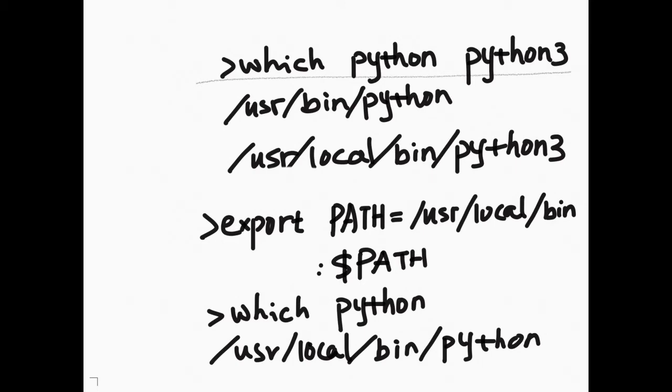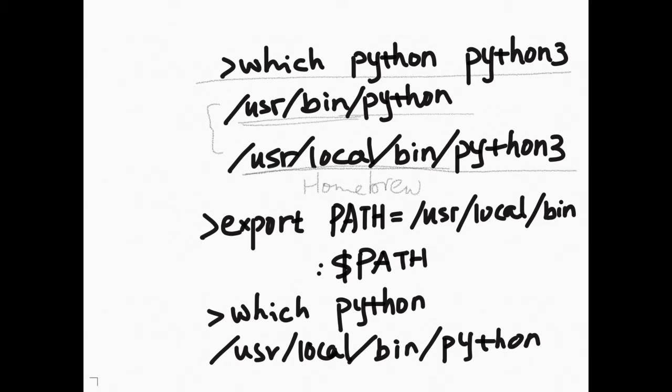Then we find that it returns two different paths. One is /usr/bin, another is /usr/local/bin. The /usr/bin is an indication that Python is the built-in version, and /usr/local/bin is an indication that Python 3 is installed through an external source, in our case, Homebrew.